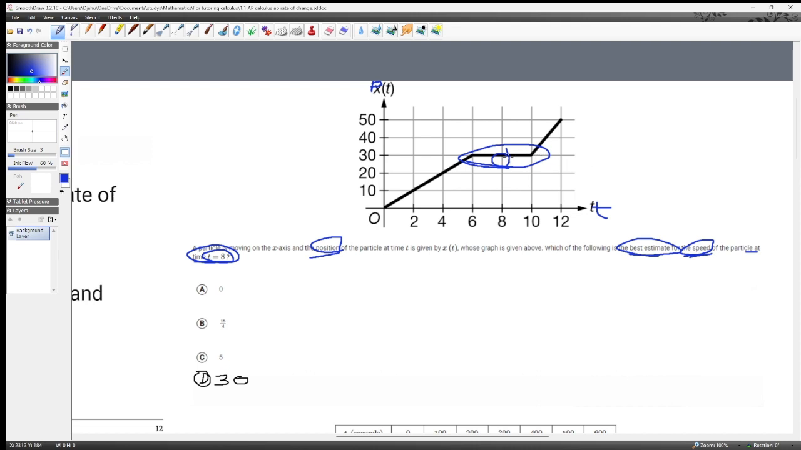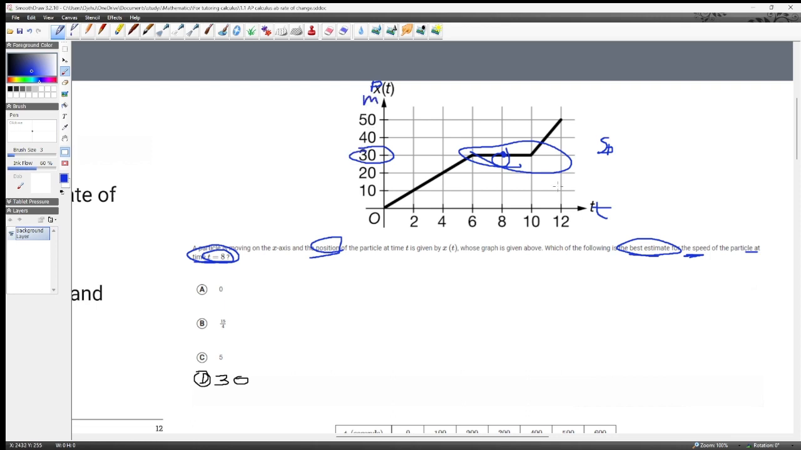Okay, so we're looking for that position when t is equal to 8, which is 30. But since this is a horizontal line on the position over time graph, the slope would equal 0, because you're constantly staying at 30 meters. I didn't circle the answer, but it was 0.